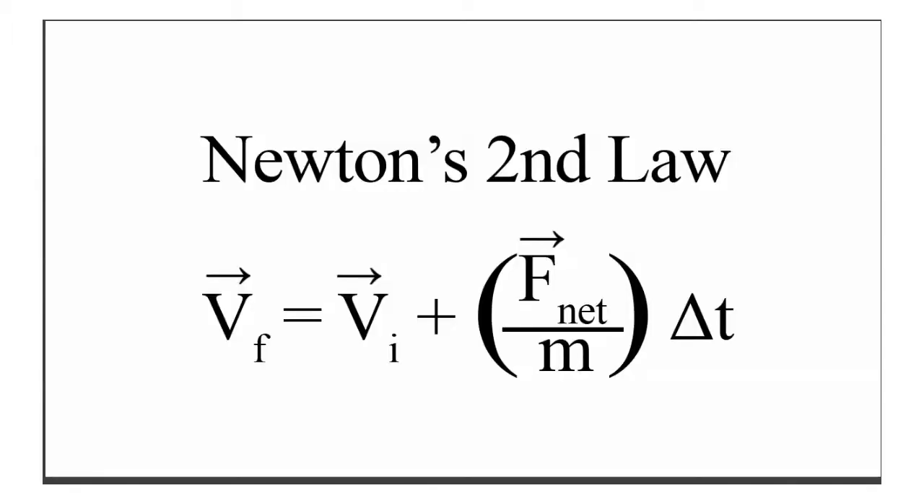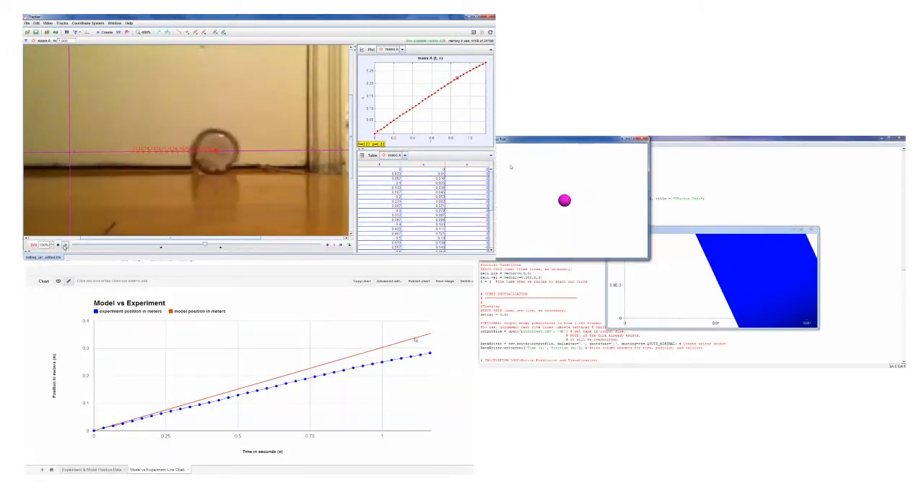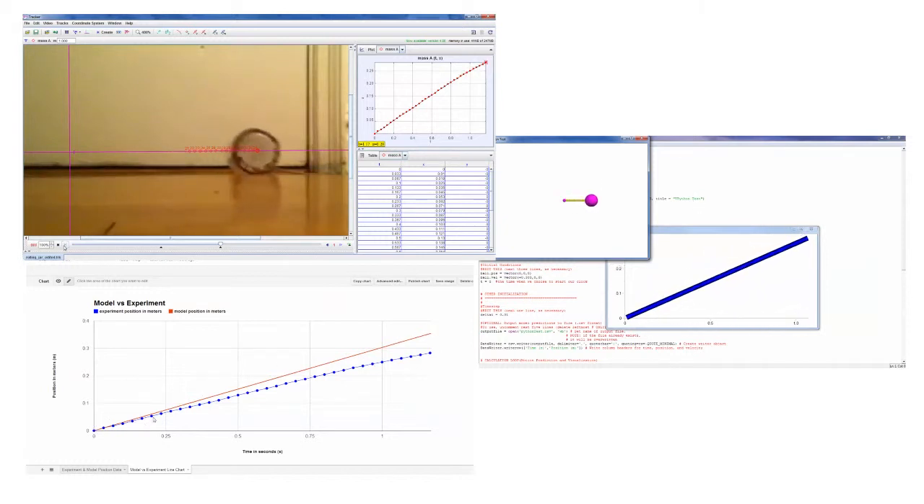In order to assist me with my study of an object with constant velocity motion, I'm going to use Newton's second law to predict future motion. And in this formula, v sub f is the final velocity, v sub i is the initial velocity, F net is the net force, or total pushes and pulls, m is the mass, and delta t is the change in time. To create my computational models, I used Tracker, VIDLE, and a spreadsheet program.